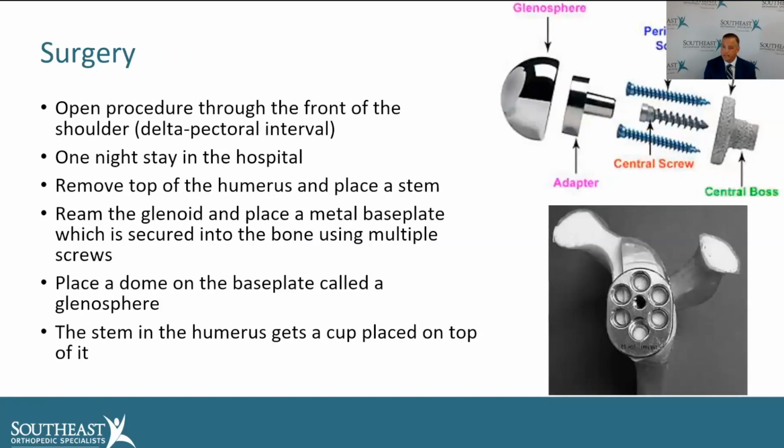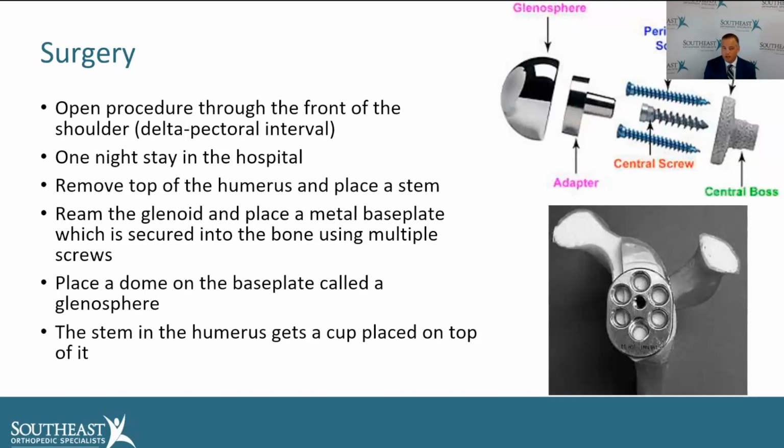So surgery is again done through the deltopectoral interval, very similar to an anatomic total shoulder. It's the same approach. Given that patients getting the surgery are typically a little bit older and sometimes have some medical problems, I do tend to keep those patients one night in the hospital and send you home the next day. However, in certain situations, if you're very healthy and motivated, I'll send you home the same day.